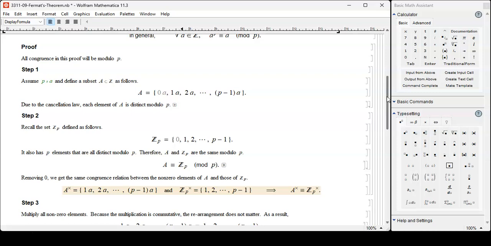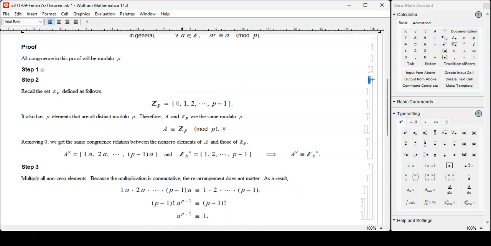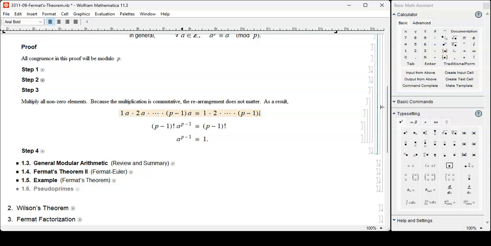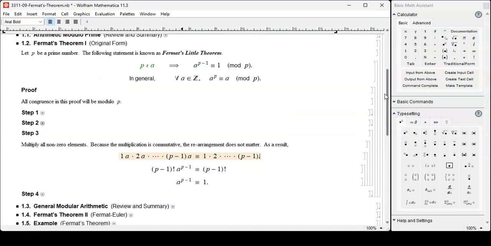And all those preparations, those two preparations, are present to set up this thing here. This is the ingenious step. If you multiply them all, then the ordering doesn't matter. So we end up with (P minus 1) factorial times a to the P minus 1 power, and to the right, (P minus 1) factorial. After cancellation, we just get 1.